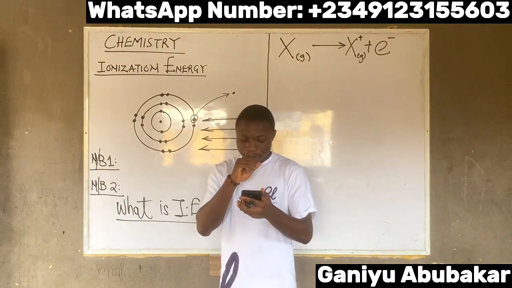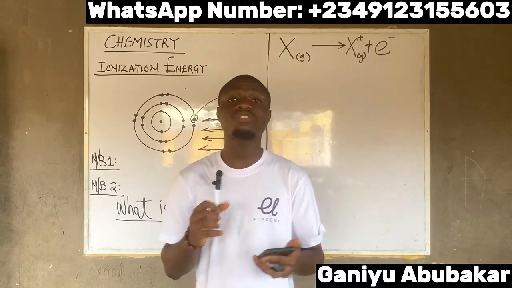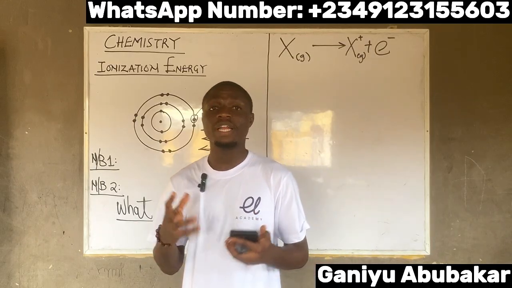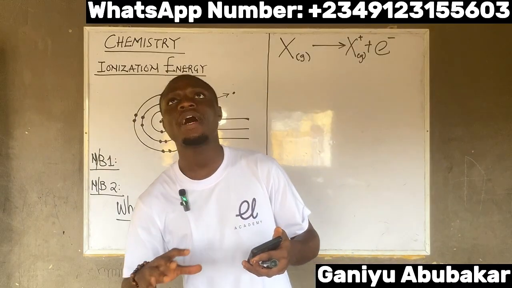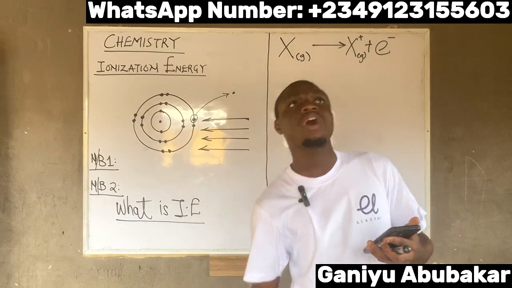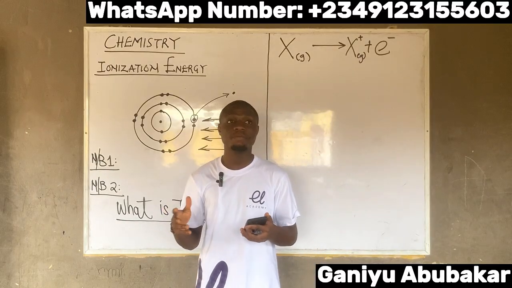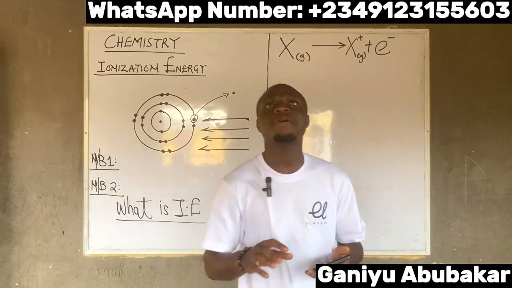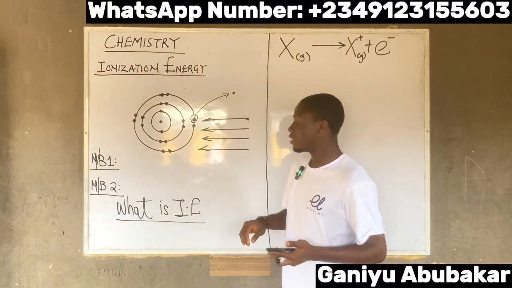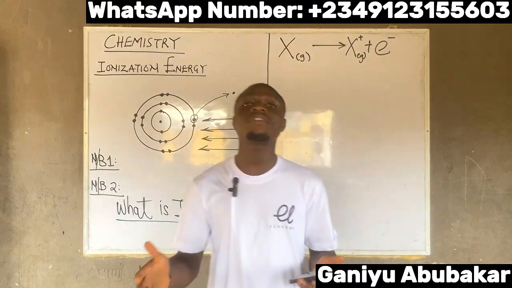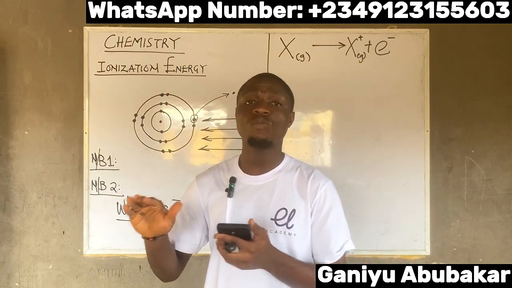Next class, please. Okay, let's move on. So I said IE is the measure of how strongly an atom holds onto its electron, right? So I can use IE to measure how strongly an atom holds onto its electron. At this junction, let's look at the concept of first, second, and third IE. They have their own laws. We look at them one after the other.